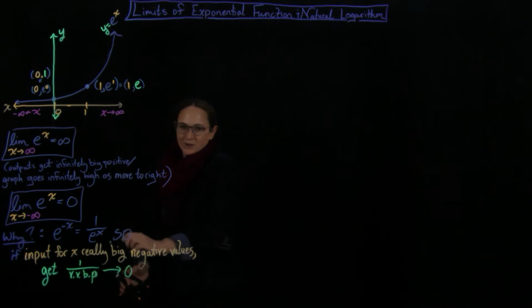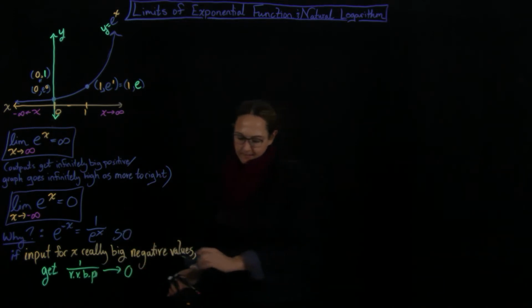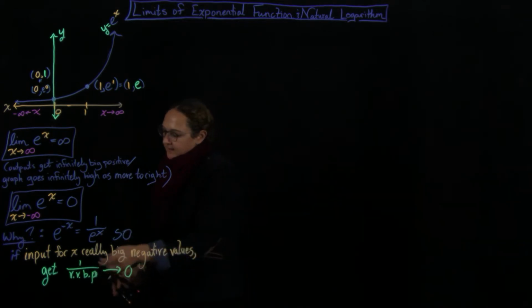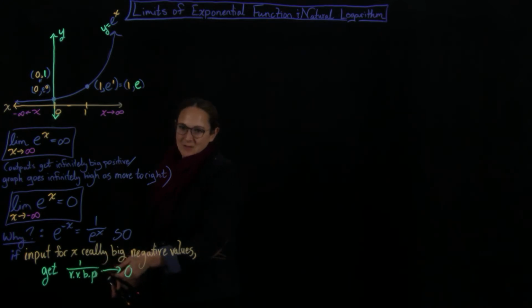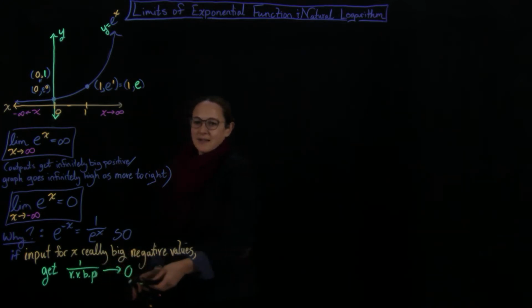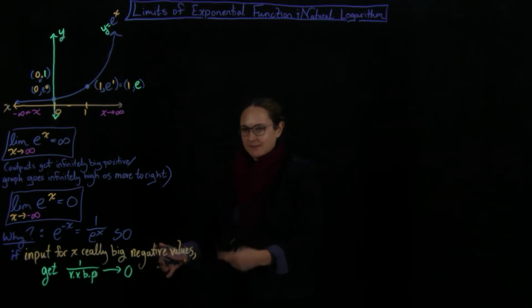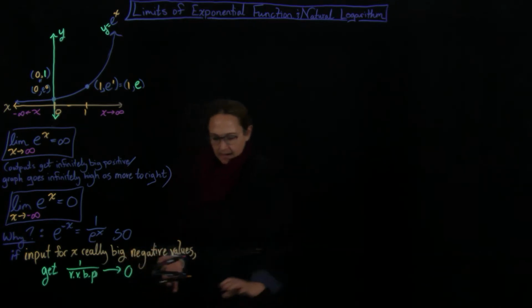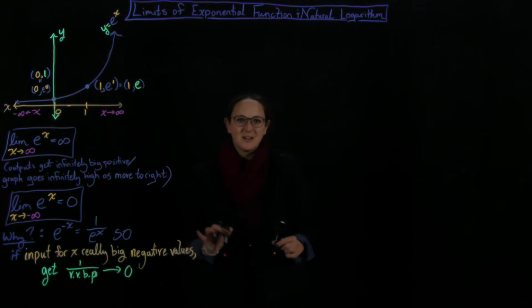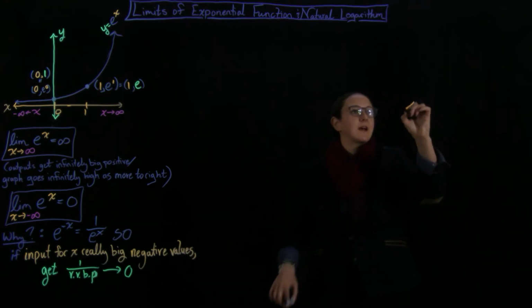Because this is always positive, right? So I'm going to get something 1 over something very, very big. It doesn't matter whether it's positive or negative, because that always goes to 0. And that's kind of what's happening with that one. So now let's look at the natural logarithm. So we'll go over kind of here for that.